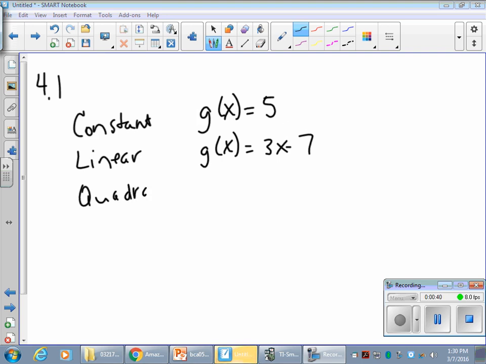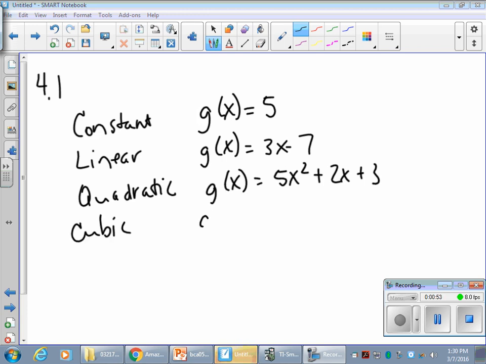Quadratics, you spent most of Algebra 2 studying quadratic functions, and that would be something with an x squared. So 5x squared plus 2x plus 3. If it has an x squared, it's a quadratic, or if that's the highest power. A cubic would have an x cubed, and it may have some other things after that, but it's got to have at least a cube.